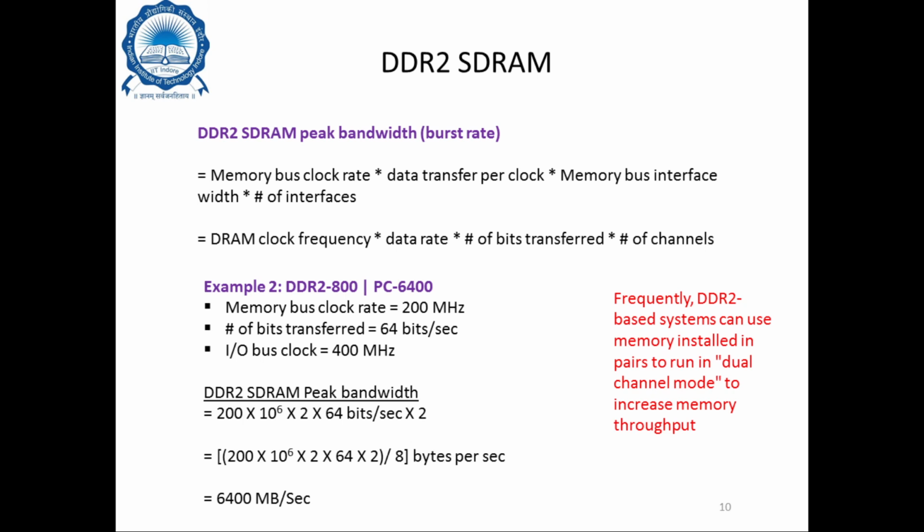But as of now, let us focus on computing the peak bandwidth given by the following spec. So you put the 200 into 10 to the power 6 in place of DRAM clock frequency multiplied by 2, which is the data transfers per clock, multiplied by the number of bits transferred, which is 64 bits per second, multiplied by the number of channels, which is 2. So on computation we have 6400 megabytes per second. Now this is the one that I was showing in the previous slide.